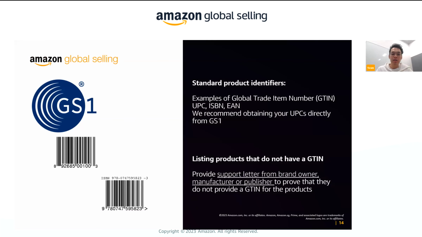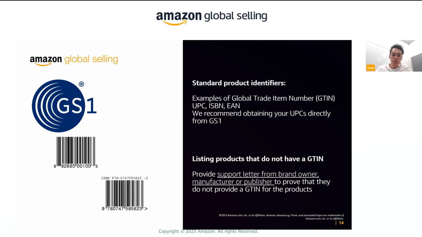So next will be barcodes. Under Amazon, we use a GTIN, which is the Global Trade Item Number. So UPC, ISBN, EAN. We personally recommend you to get your barcode from GS1. But don't be alarmed. If you do not have your own barcode, or have not bought it from GS1, you can always get a GTIN exemption. But you just have to remember to get your images ready for you to submit.